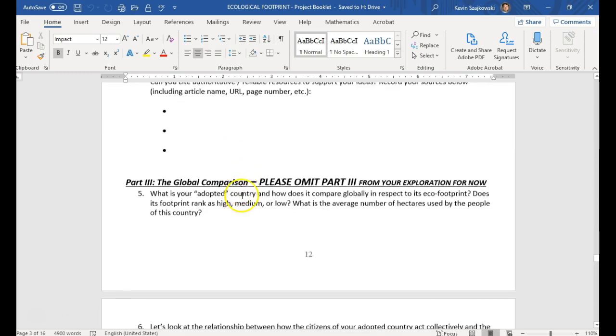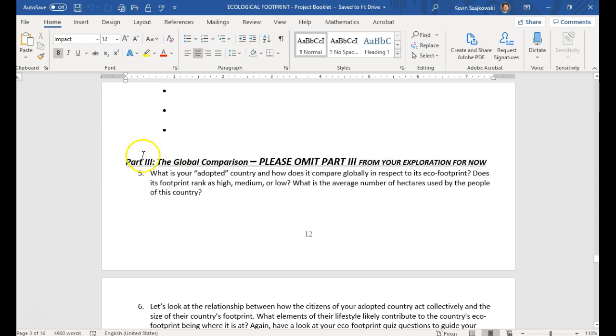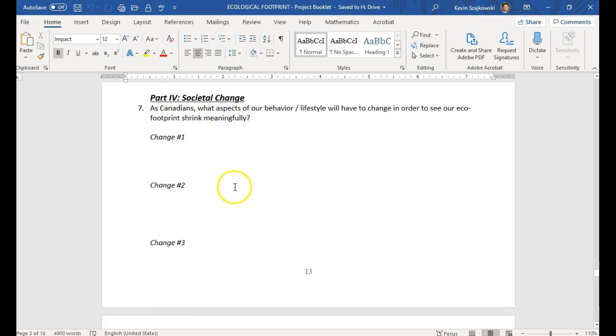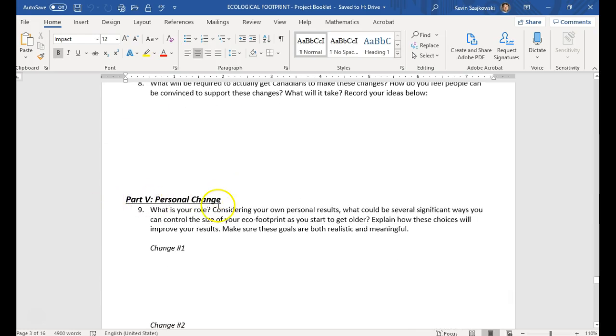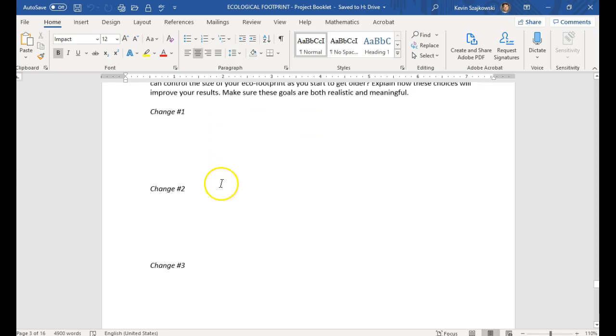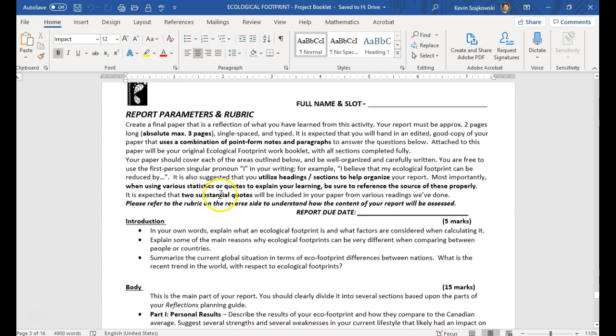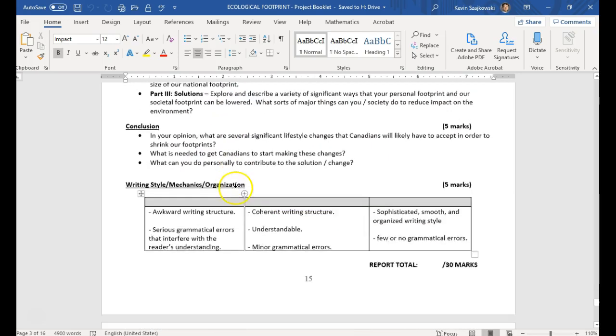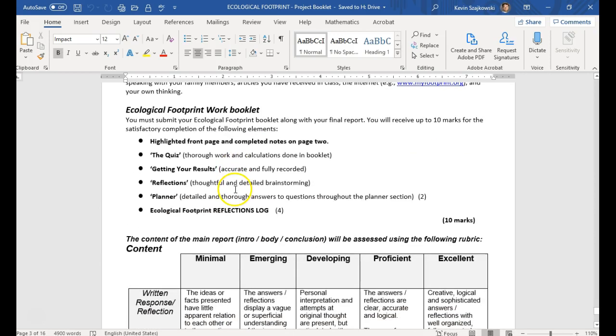I hope you'll notice here I wrote as big as I could fit that you don't have to do part 3. So omit any questions in part 3, just cross them out, don't worry about them. But the societal change and the personal change, parts 4 and 5, as well as the first 2 parts, those are all questions that are designed to help you get ready to actually write your report, which again is talked about in the final 2 pages where there's rubrics and explanations.